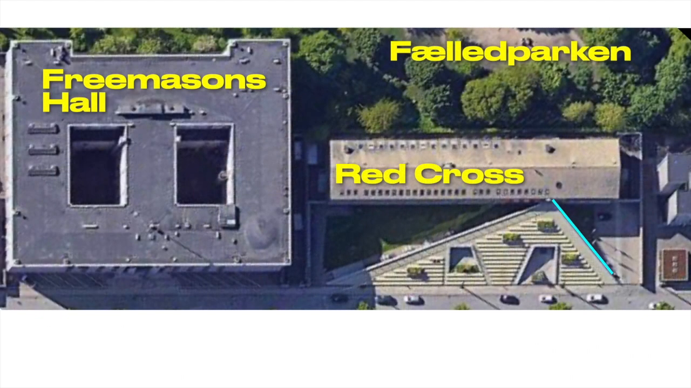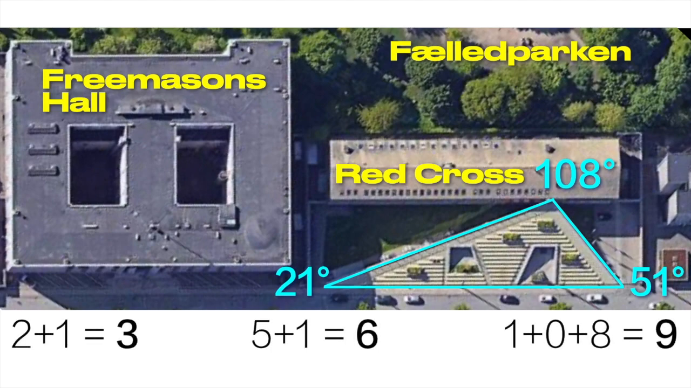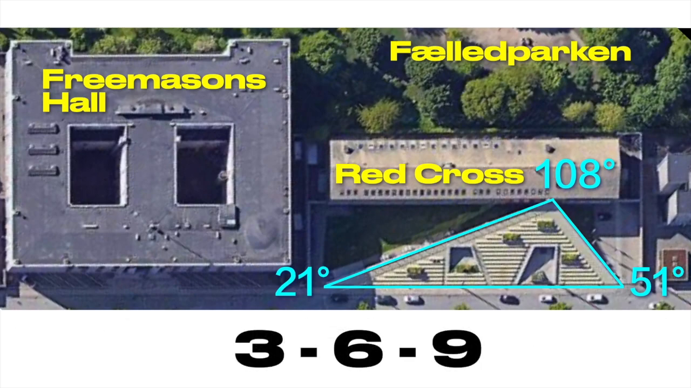And just for fun, if we measure the triangle of bricks in front of the Red Cross building, we find angles of 21 degrees, 51 degrees, and 108 degrees. These numbers reduce down to 3, 6, and 9. And as my friends in the Ghosts of Bacon group are always reminding me, 108 is Francis in reverse cipher.